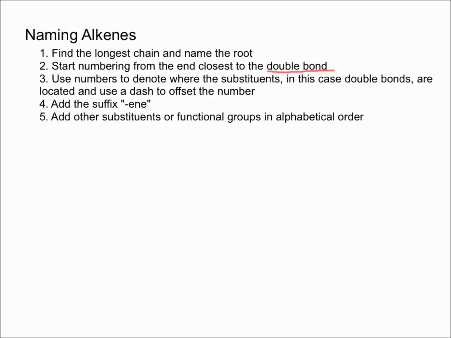And then you're going to use numbers to designate where the substituents, or in this case the double bonds, are located, and then use a dash to offset that number. After that, you're going to add the suffix of "ene," since we're naming alkenes. And then finally, you have to add the other substituents or functional groups in alphabetical order. And so this might not make complete sense to you, but let's do a couple examples and you'll get the hang of it. And so let's try and name the molecule below.